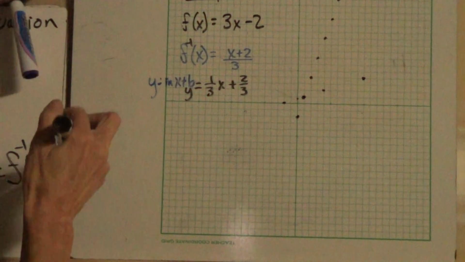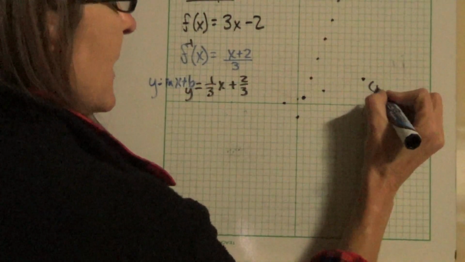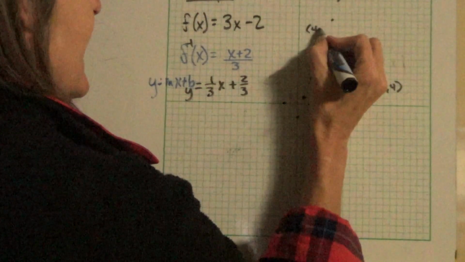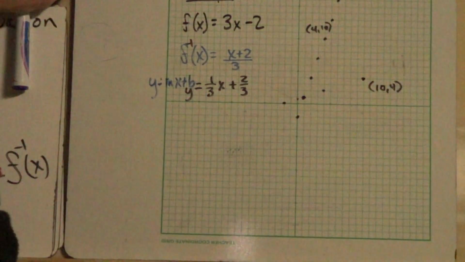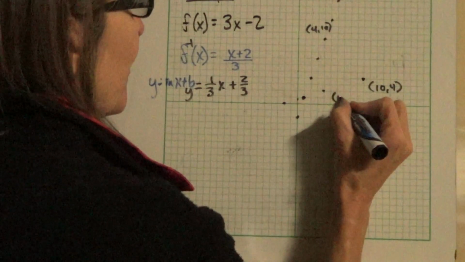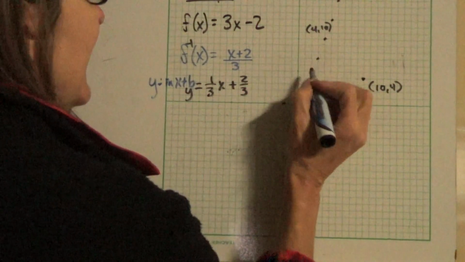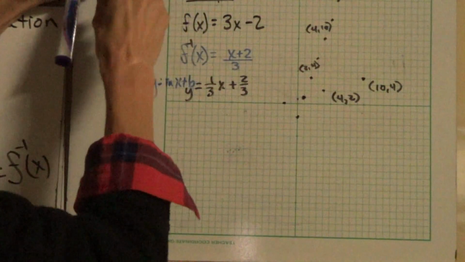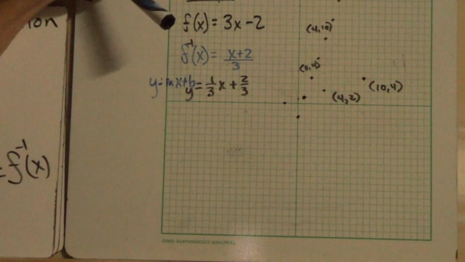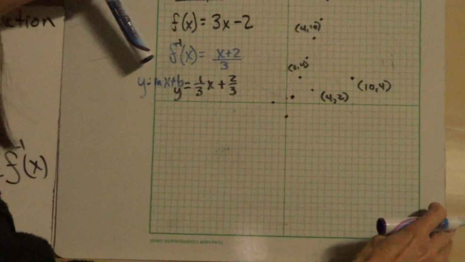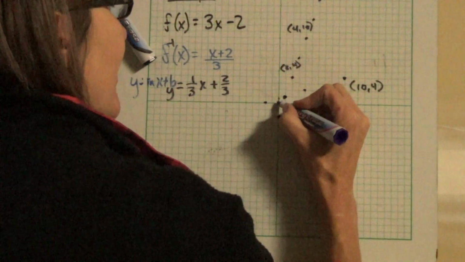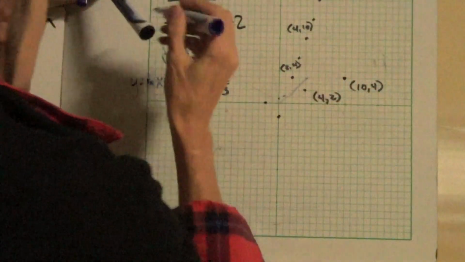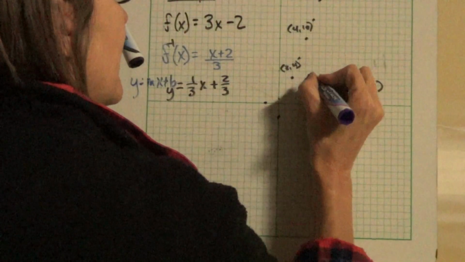And here's what you might notice. Here's 10, 4, and here's 4, 10. Something's happening. Here's 4, 2, and here's 2, 4. Maybe you're not really seeing how cool this is, guys. But how about if you draw in the line that is y equals x? Look what happens. Y equals x, I want it in color.